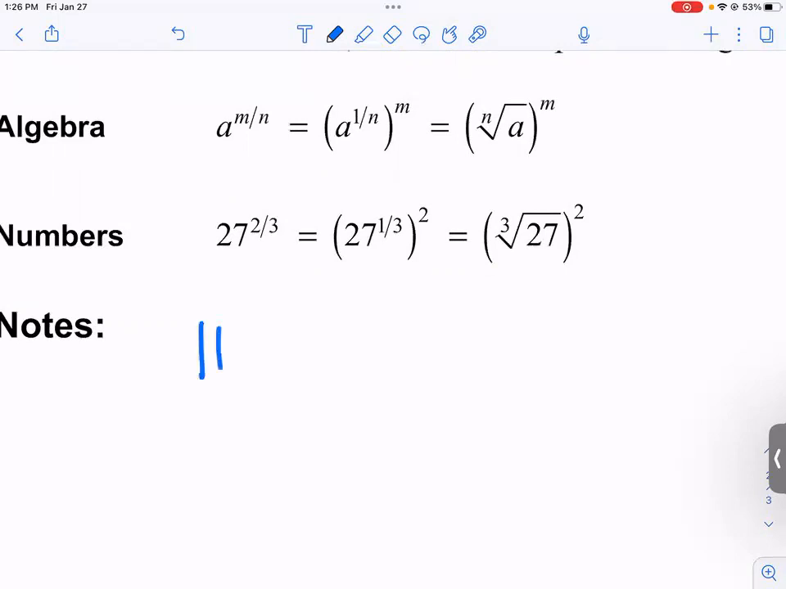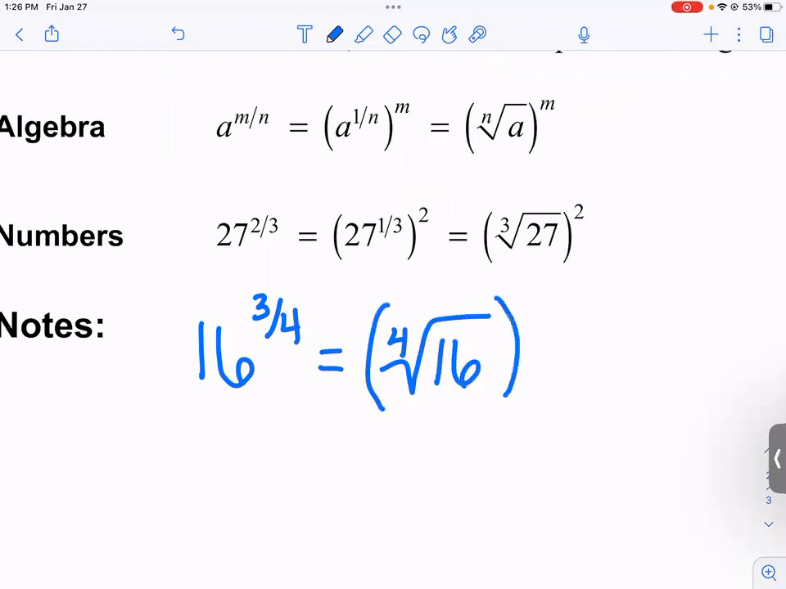If I gave you 16 to the 3/4, this means the fourth root of 16, cubed. One thing at a time, people. What is the fourth root of 16? What number to the fourth gives us 16? Okay, so what's 2 cubed? 8. This isn't scary.